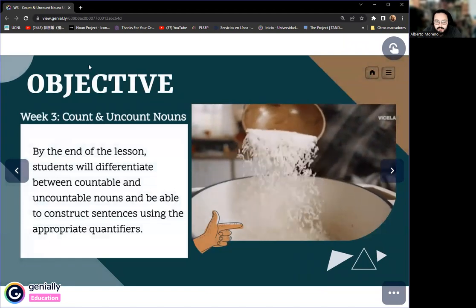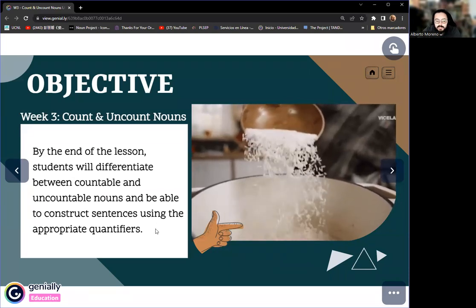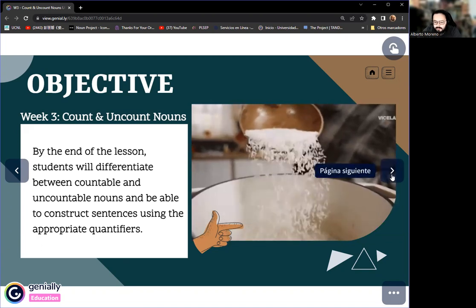So the objective of this session says, by the end of the lesson, you will differentiate between countable and uncountable nouns and be able to construct sentences using the appropriate quantifiers, okay? So we're going to check the nouns and the quantifiers as well.